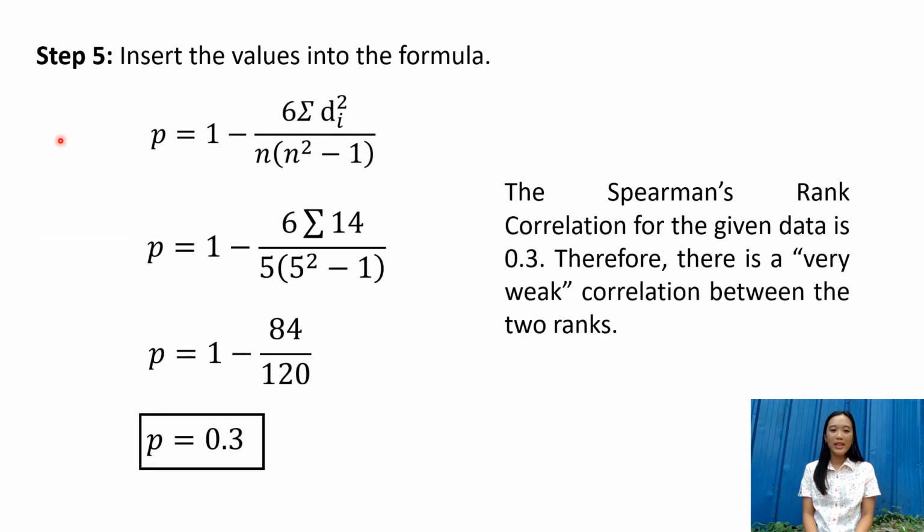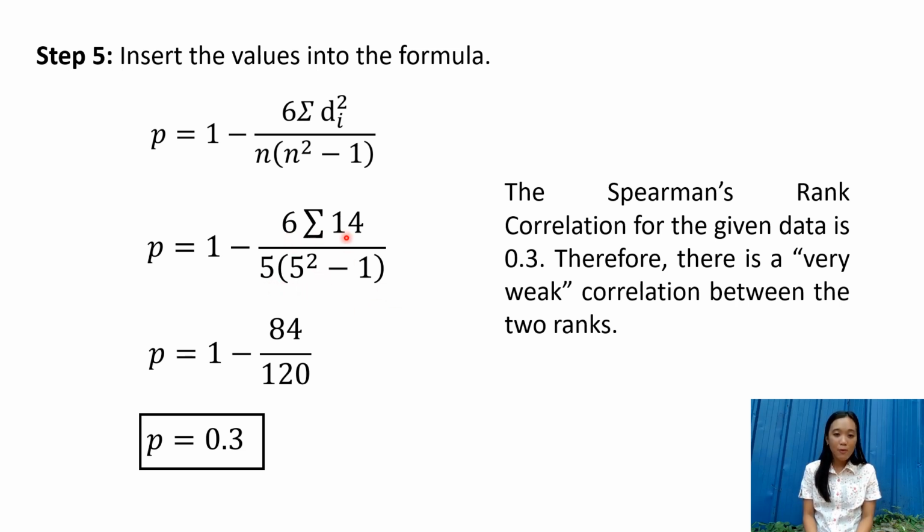Step 5. Insert the values into the formula. We all know that our formula is rho equals 1 minus 6 summation of d sub i squared over n times n squared minus 1. Our d sub i squared value is 14, while our n, or the number of data, or the students we have, is 5. So, input the 5 times 5 squared minus 1.